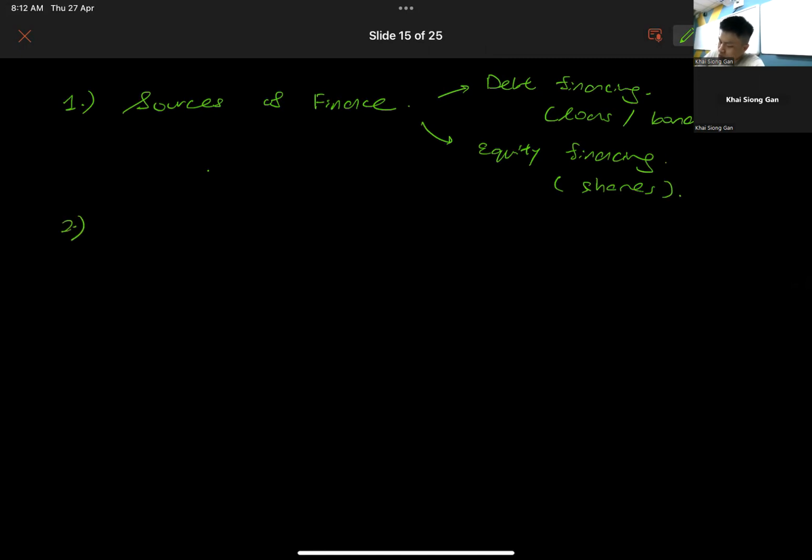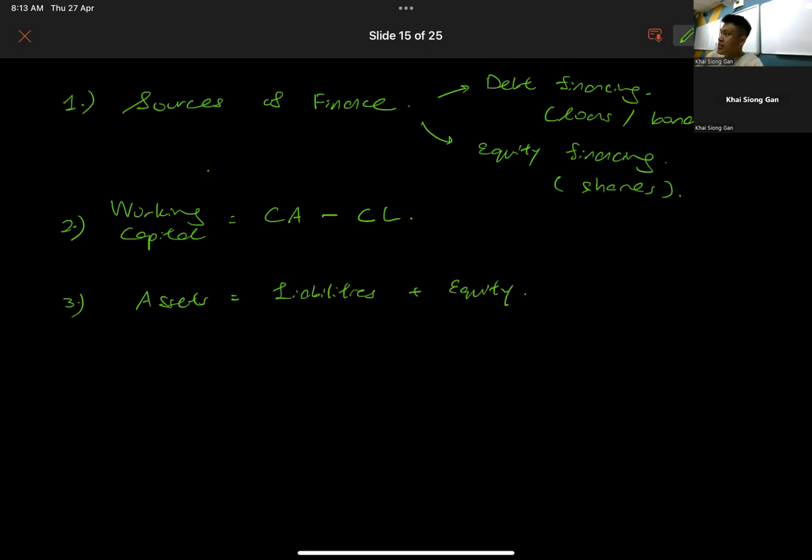Previously we also learned about working capital, the money that you need to pay for your day-to-day expenses. There is a simple formula: current assets minus current liabilities, to see how much liquidity we have to pay for our day-to-day running of the business. In tutorial number 2, we also learned about the simple balance sheet: assets always equals liabilities plus equity. We are going to use all these simple formulas again for today's session.